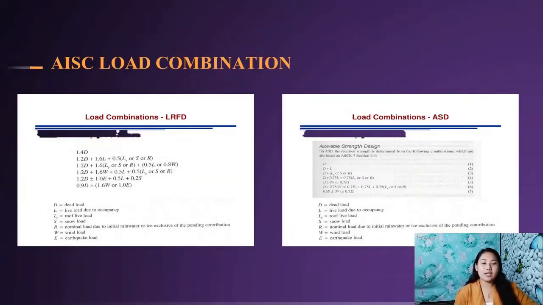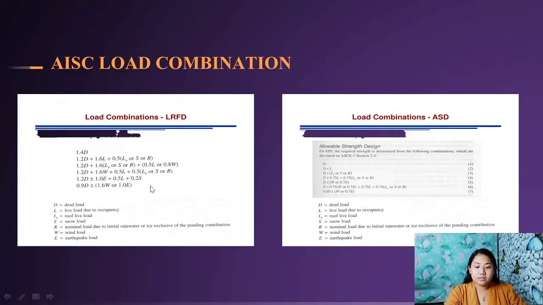We have AISC load combination. AISC stands for American Institute of Steel Construction. We have two load combinations: LRFD, or what we call Load and Resistance Factor Design. On the other hand is the load combination for ASD, Allowable Strength Design.